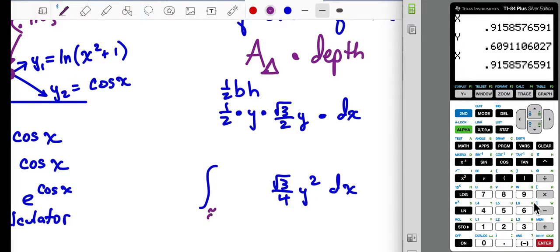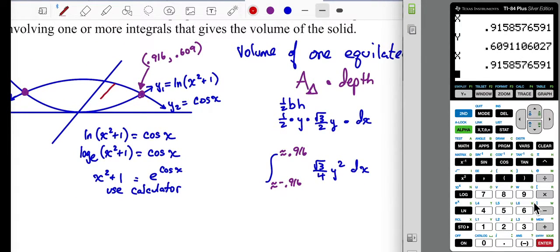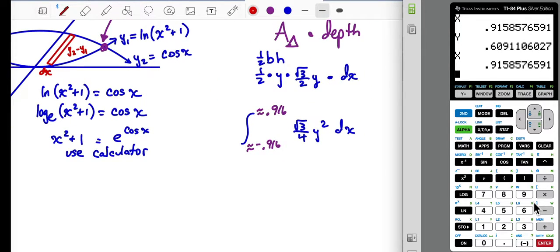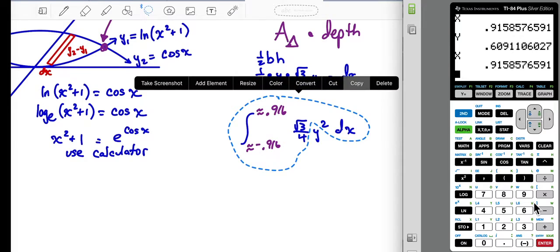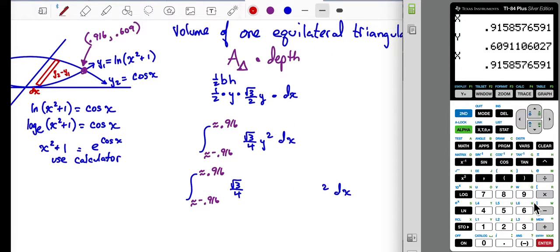All right, so this is going to go from approximately negative 0.916 to approximately positive 0.916. The y, that goes back to the arbitrary rectangle business that we've been doing all along. That's going to be the difference between y2 and y1, with the thickness being dx. Now, since I denoted y2 and y1, it's a sort of de facto key. It's not exactly a key, but it's close enough. I could actually use the notation y2 and y1 here.